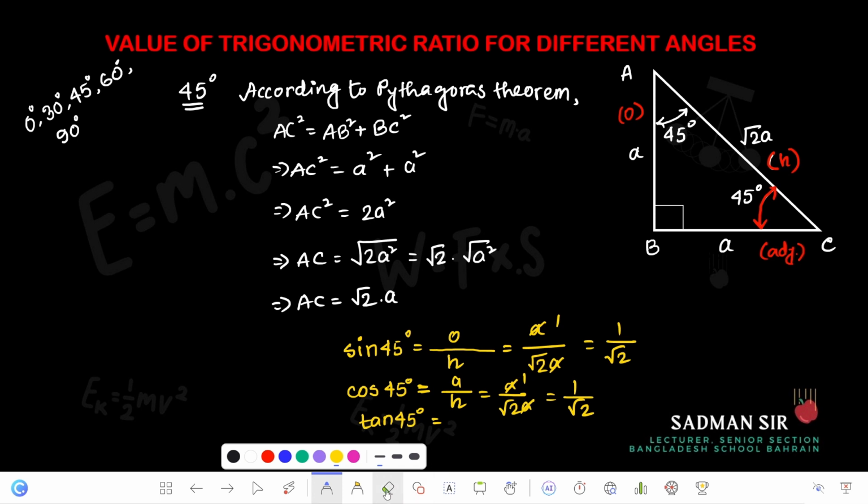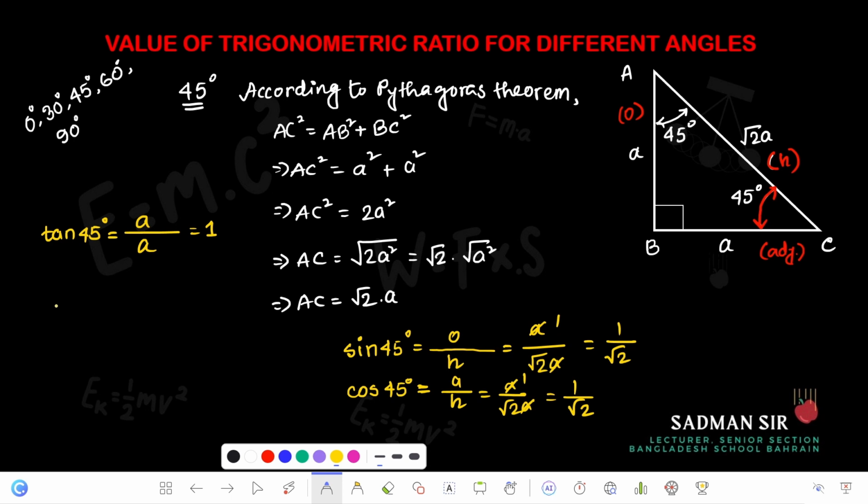What about tan 45? We have a little bit less space here, so let me write it on some other side. Let me write here, we have space. So tan 45 degree should be equal to opposite by adjacent. So opposite is a, and adjacent is also a, so a divided by a. When we divide something by the same amount, it becomes 1, right? So the value of tan 45 is equal to 1. So sine 45 is 1 by root 2, cos 45 is 1 by root 2, and tan 45 is 1.